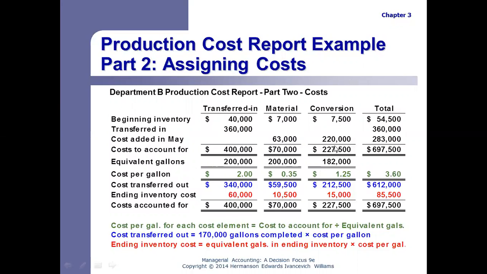And then same thing for conversion costs. We had $7,500 in beginning inventory of conversion costs. We added another $220,000 in May. So we got to keep track of $227,500. Divide that total by the 182 equivalent gallons to get $1.25 per gallon. Okay. Add all three of these up, you get the total $3.60.